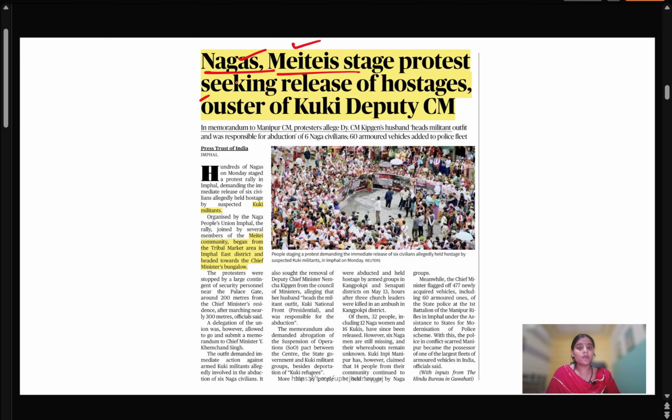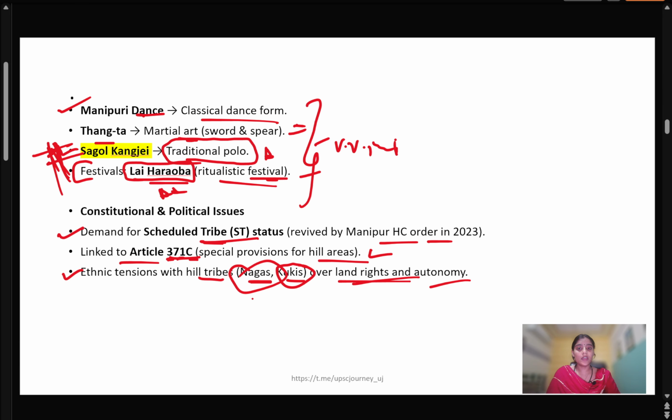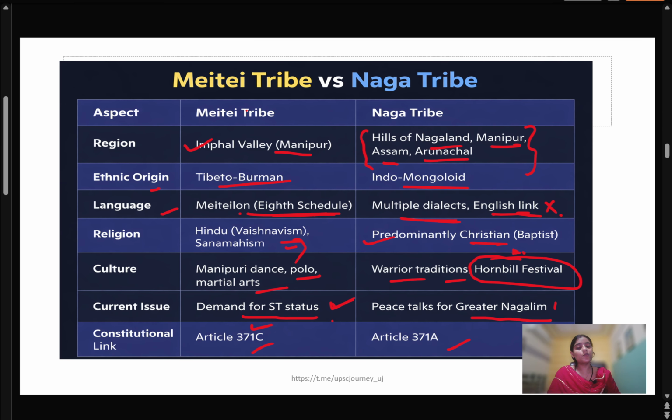After that, we have seen about Naga and Meitei tribes, about their origin, their specific region, historic context of both the communities. After that, we have seen the regional languages mentioned in the 8th Schedule, and then we have seen the difference between both Meitei and Naga tribes.